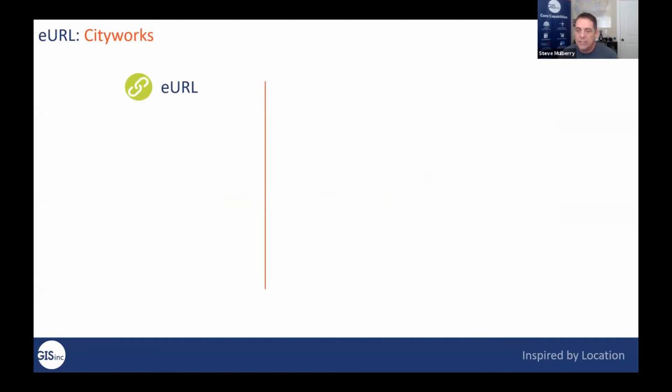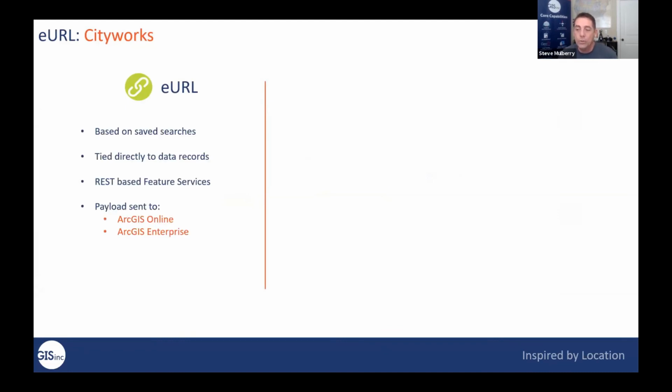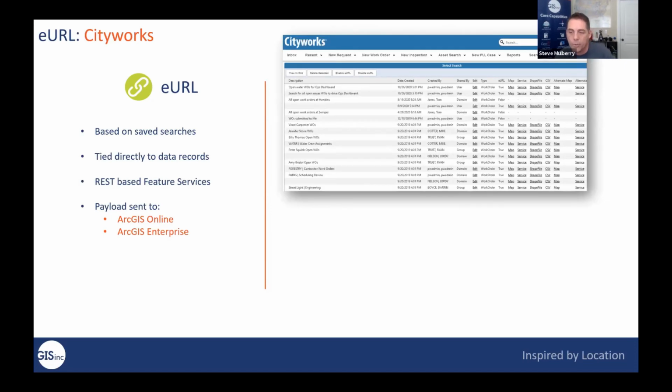Again, this is a Cityworks-branded use of technology, but under the hood, you'll see it's open source. It's stuff that Esri provides to the open community. It's based on saved searches inside of Cityworks. If you're not familiar with Cityworks, it's an asset management and permitting system that allows you to manage your jurisdiction. Inside this environment, you can create searches. Maybe you want to see all the open work orders for your water department. So that's tied directly to data.